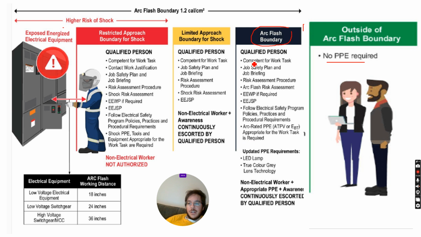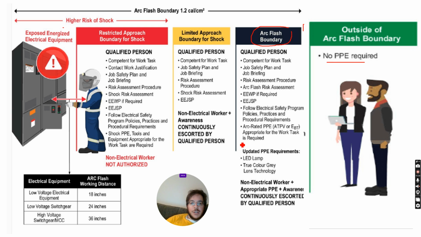Now, in order to get in here, you have to be competent. You have to have a job safety plan and a risk assessment, and you have to have a specific arc flash risk assessment, and then you must follow the electrical safety program policies, practices, and procedural requirements, and you must also have the correct PPE.